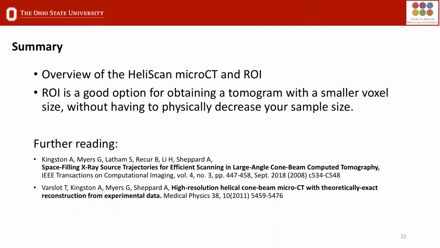So in summary, during this webinar, we've gone through an overview of the HeliScan and region of interest scanning, and have talked about how region of interest scanning is a good option if you want to obtain a tomogram with a smaller voxel size without having to physically cut your sample. If you're interested in learning more about the HeliScan and are interested in a couple of good papers to read, I would recommend the following two.